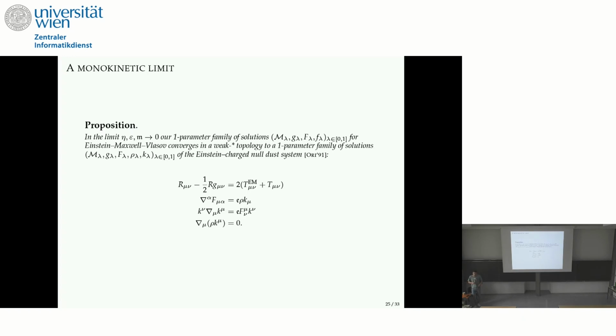And this is something which you should always think of as the monokinetic limit of Vlasov. In Vlasov, you have a distribution of the velocities at the point, and if you collapse the distribution of the velocities to one point, then you should get the fluid. And in this case, that's what you get: a solution to the Einstein-charged null dust system, which is here.